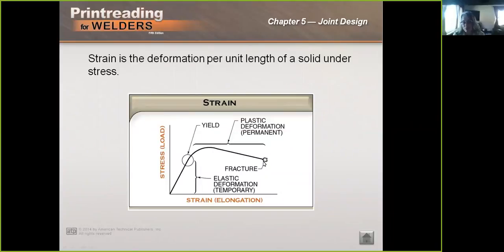And then eventually we can load the material up to the point where it breaks. That's fracture.